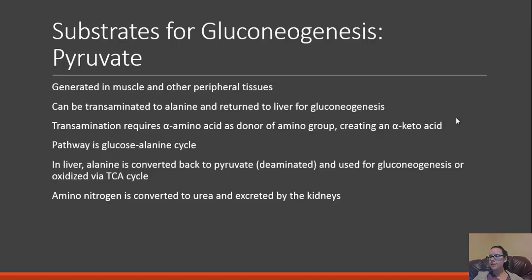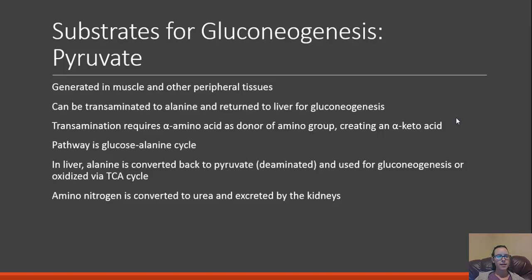Okay, so our next substrate for gluconeogenesis is pyruvate. Pyruvate is generated in the muscle and other peripheral tissues. It can be transaminated to alanine and returned to the liver for gluconeogenesis. Remember, transamination means that an amino group is transferred between two molecules, okay? This transamination requires an amino acid as a donor of the amino group and creates an alpha keto acid. And this pathway is called the glucose-alanine cycle, okay?